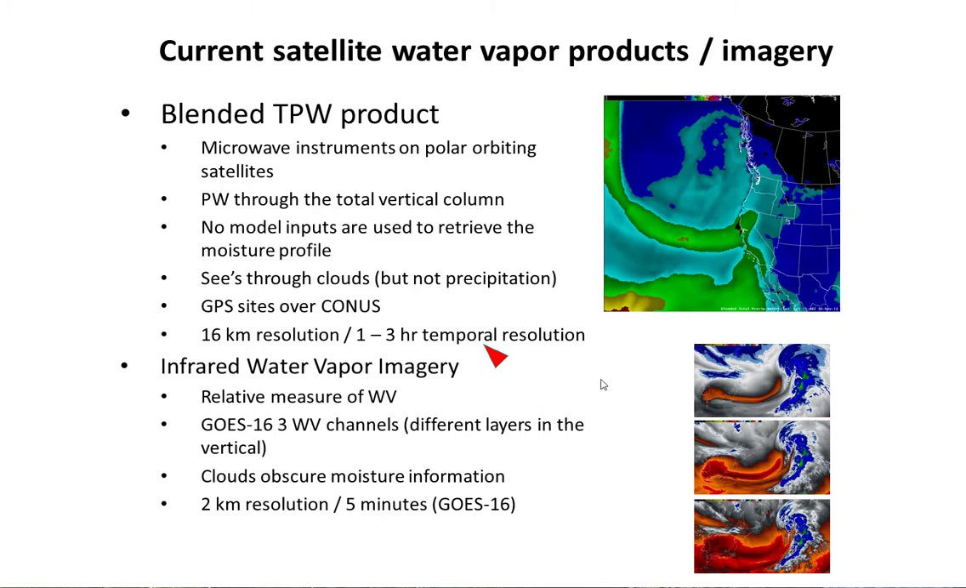You also have infrared water vapor imagery available on GOES 16 and GOES 17. It's a relative measure of water vapor. You have different layers in the vertical depicted from the 3 water vapor channels, but most importantly, clouds are obscured, so it may obscure moisture information. Because of that, this tends to be less used compared to these more quantitative measures of moisture that we get from various microwave instruments.